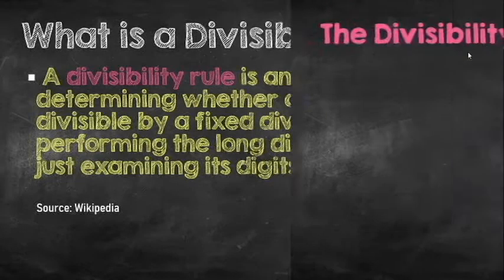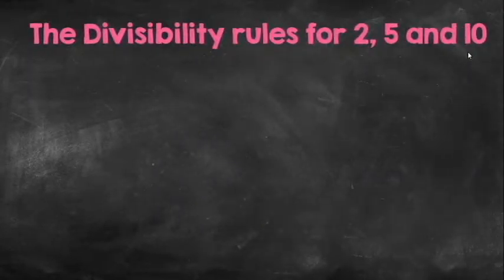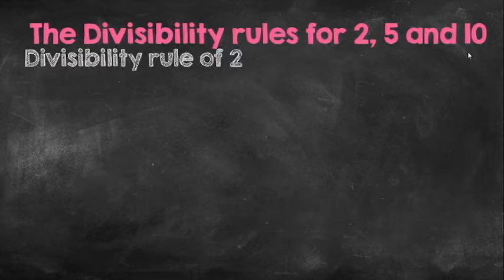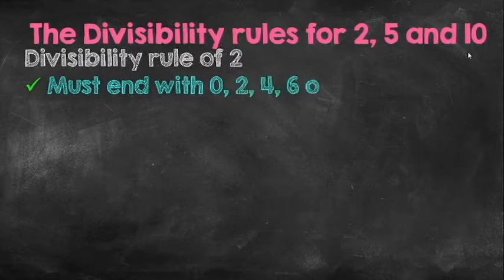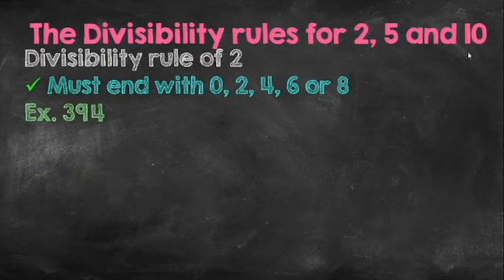First, we have the divisibility rules for 2 and 10. Why did we jump to 10, you ask? That is because the divisibility rules of 2 and 10 are almost the same. The divisibility rule of 2 states that if the last digit of the number is an even number, or should I say ends with 0, 2, 4, 6, or 8, the number is divisible by 2. For example, 394. 394 is divisible by 2 because it ends with 4, which is an even number.